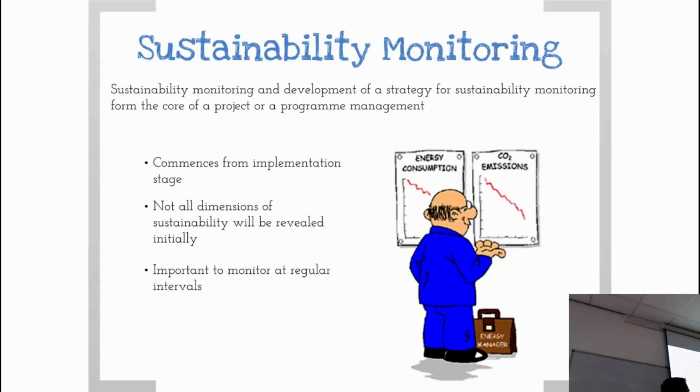And it's important to understand that not all dimensions of sustainability will be revealed at the initial stage. Some things come on stream later. So a good example of this, for instance, is the London Olympics 2012. This is one of the best examples of what we call a sustainable project. All the way through that project it was talked about in terms of what they were doing in terms of reducing energy or increasing social inclusion and all of these kind of sustainability things.